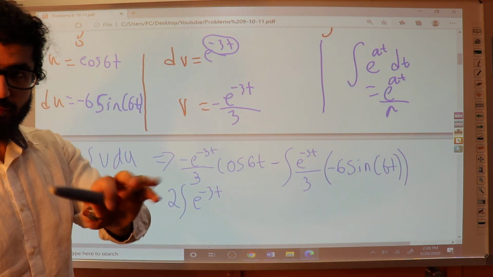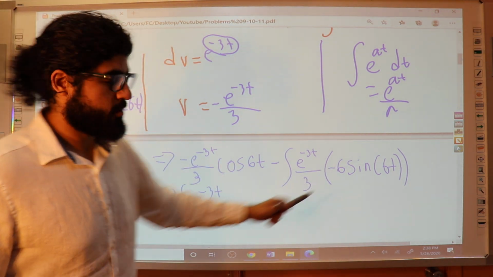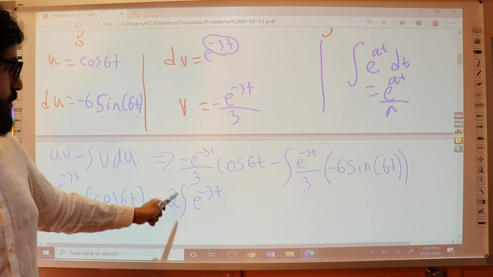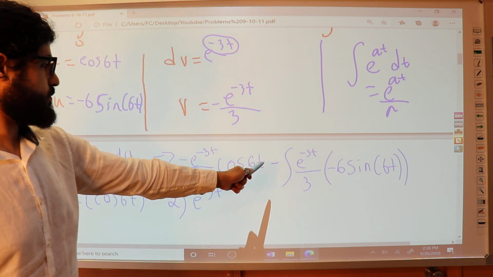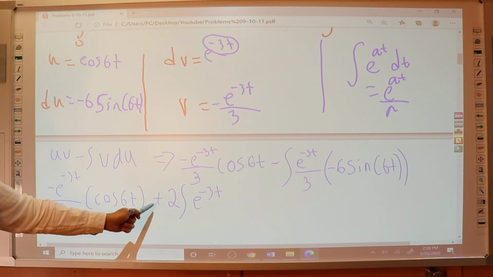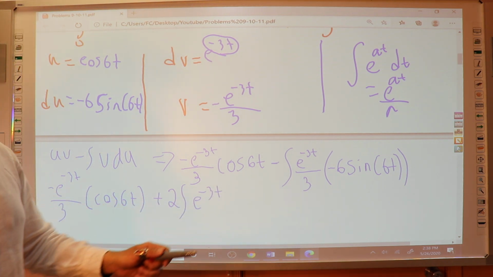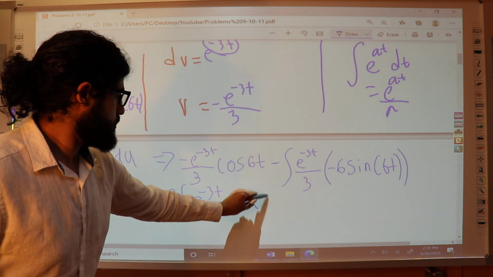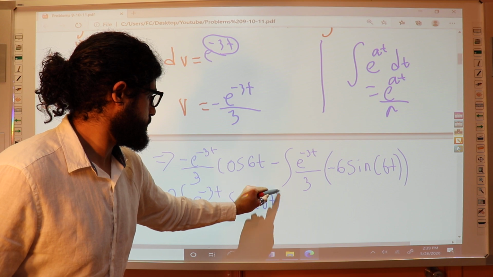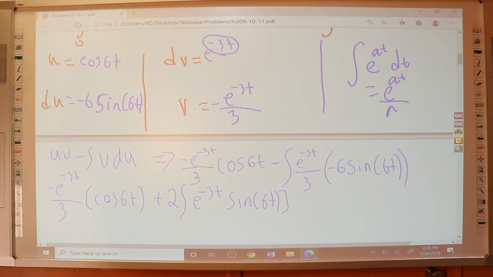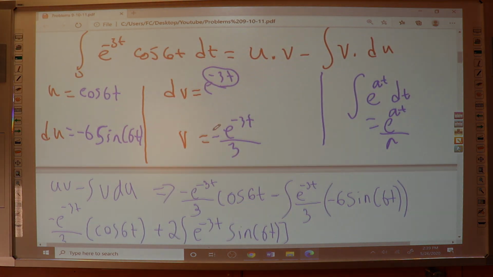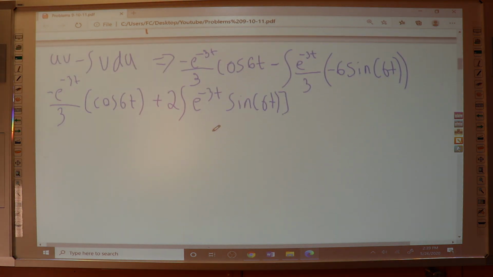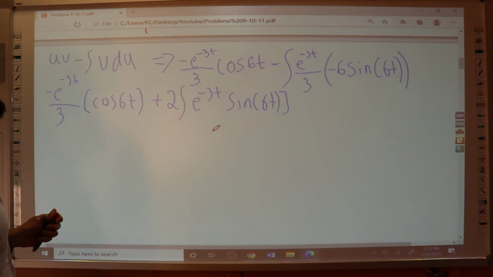Actually, you got a negative 6. So if we pull out the negative 6, we're going to have a negative times a negative, which is going to give me a positive, just so you know where this positive came from. And then you're going to have that times sine of 6t. So now we have that. Let's look at our original equation.